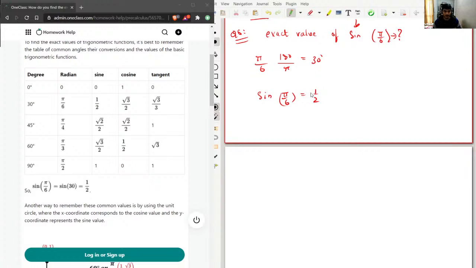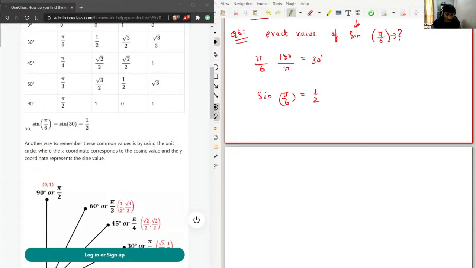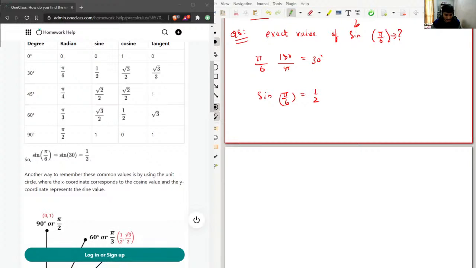Now there can be situations where you won't be able to find such a table, so such tables you have to memorize. I also memorized them when I was in high school, because every day we used to find the value of sine 30 and so on. When you go to higher classes and when you are in university, it is assumed that you must know these values because these are the basic angles.